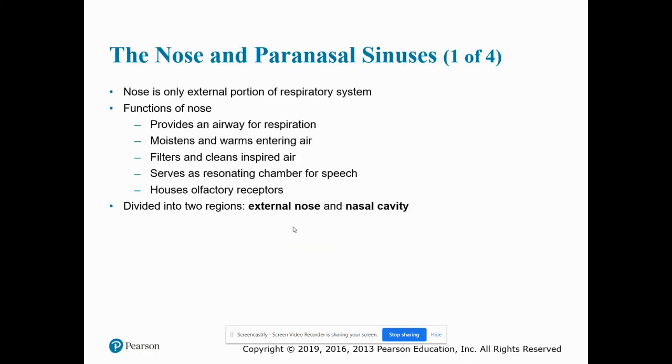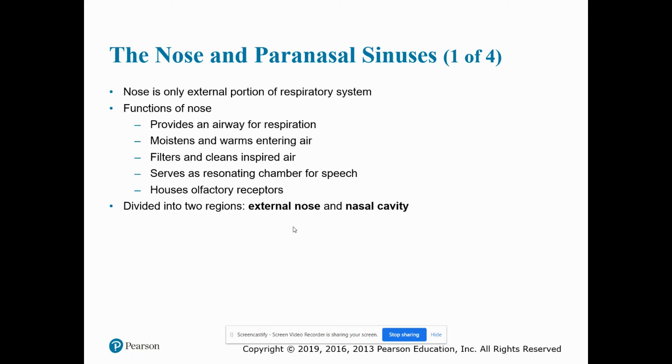Upper respiratory system. So the nose is the only external portion of the respiratory system, and the nose has a number of functions. Now make sure that while you're learning these functions, you learn all the functions, because some questions may ask you to pick out a function, and some questions may ask you to pick out what is not a function. So we have: provide an airway for respiration, moisten and warm entering air, filtering and cleaning inspired air, serving as a resonating chamber for speech, and then housing olfactory receptors. And olfactory receptors are going to be the receptors responsible for our ability to smell.